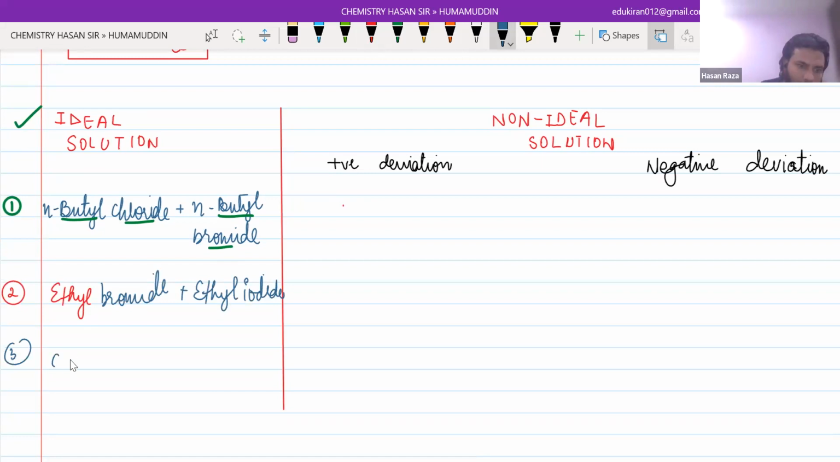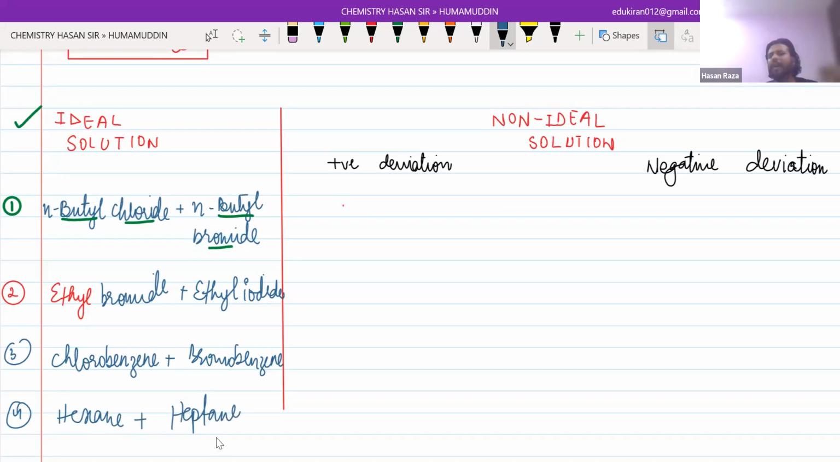The third we can go for is chlorobenzene. Chlorine is halogen, and benzene, you know, and bromobenzene. Again, they are similar. So it is again ideal solution. The fourth you can see hexane and heptane. Basically, alkanes, they mix and give an ideal solution. Is that clear, both of you? Yes, sir.